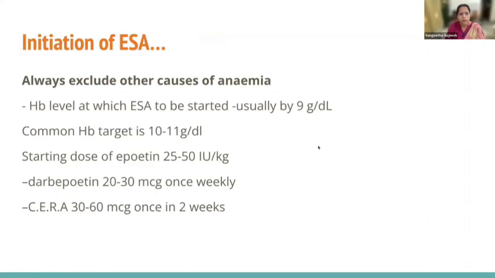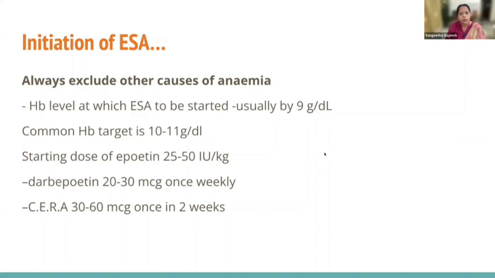Then initiation of ESAs. First and foremost, we have to exclude other causes of anemia. What we have to remember is that if we start erythropoietin stimulating agents without looking for or addressing the other causes of anemia, the patient can have hyporesponsiveness. So always we have to exclude other causes of anemia.